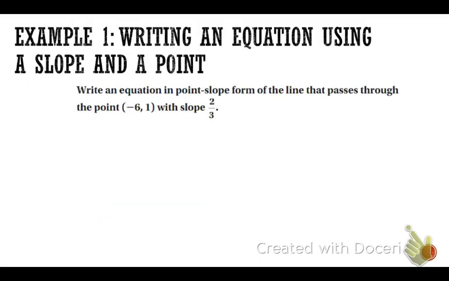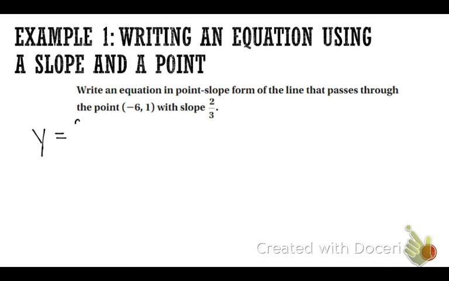So we're going to use that formula now to write an equation in point-slope form of the line that passes through the point -6, 1 with a slope of 2/3. So now I don't have two ordered pairs, and I actually don't need two ordered pairs. I already know what the slope is. It just comes out and tells me what the slope is. What's the slope, guys? 2/3. So I already have the majority of the equation written.